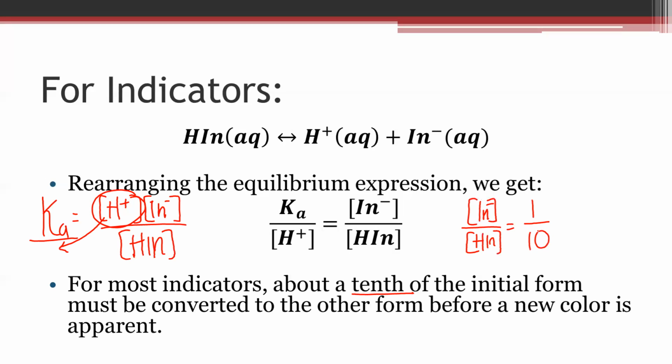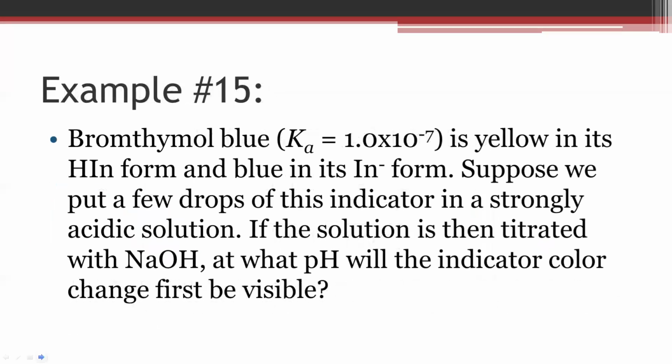So we'll use that now in example 15. Bromthymol blue, which has a Ka value of 1 times 10 to the negative 7, is yellow in its acid form and blue in its base form. Suppose we put a few drops of this indicator in a strongly acidic solution. So it's going to be yellow to start, right? Because we're putting it in acidic solution. If the solution is then titrated with sodium hydroxide, at what pH will the indicator color change first be visible?